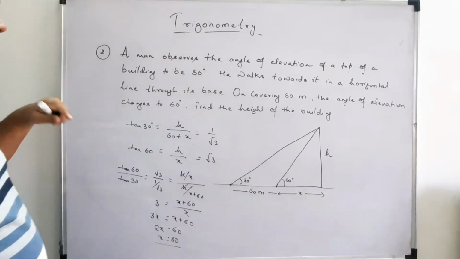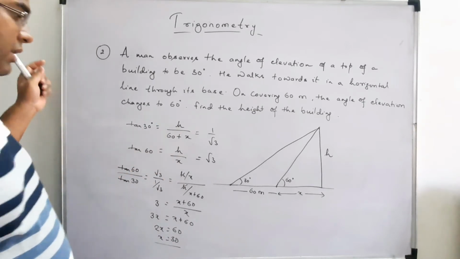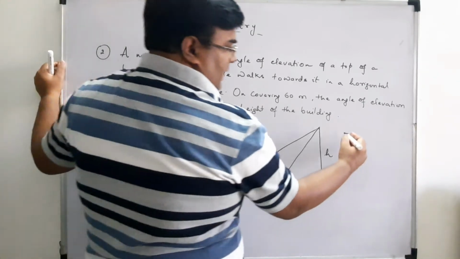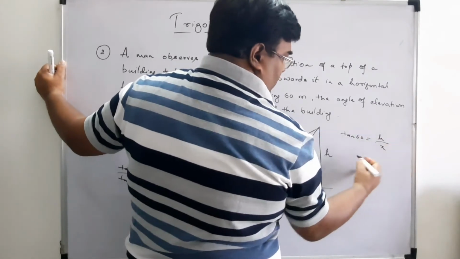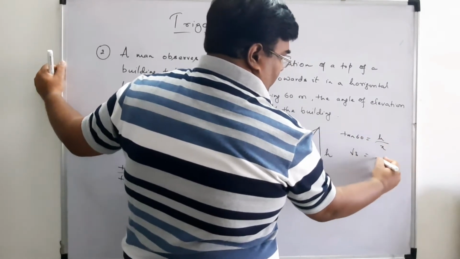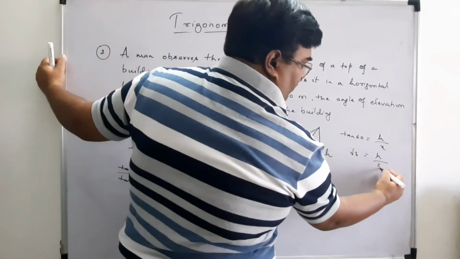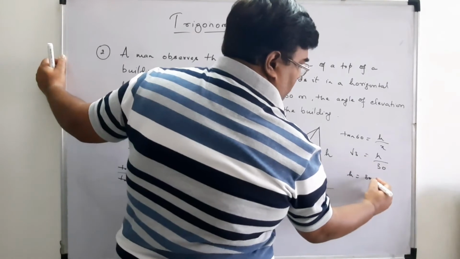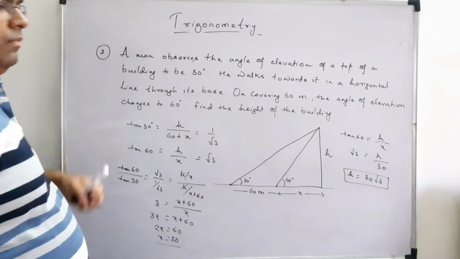Now you can write in any equation the value of x and get the value of h. Let us see, we will do this tan 60, which is h upon x, this is root 3, h, x we know is 30, so my h is 30 root 3, right?